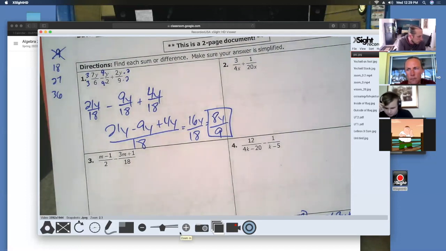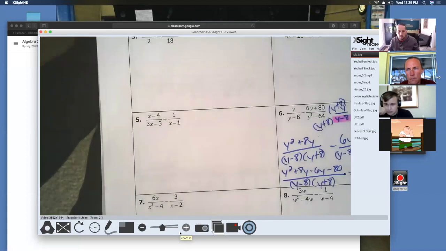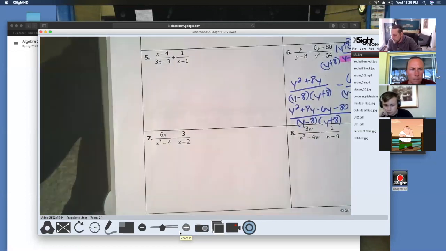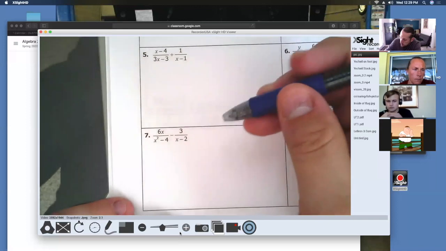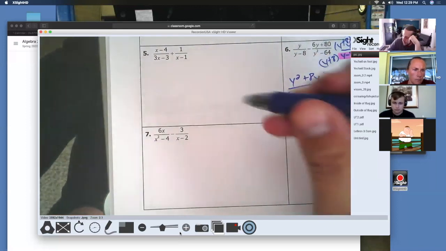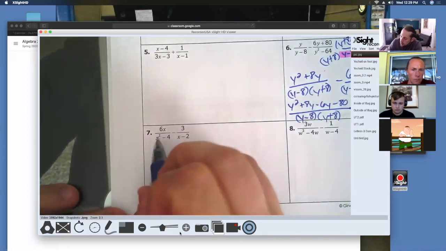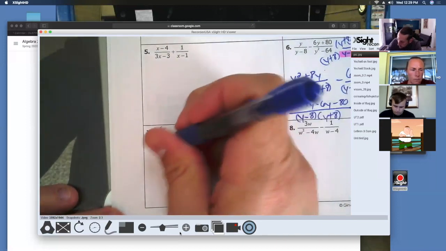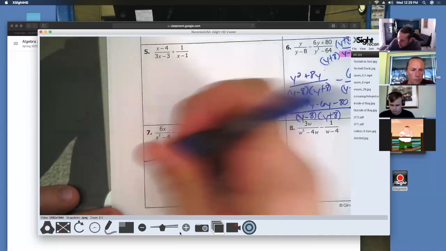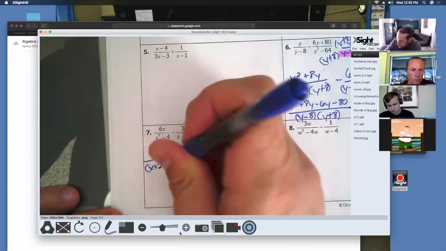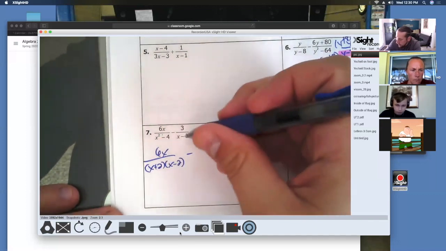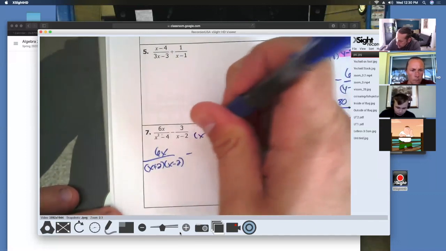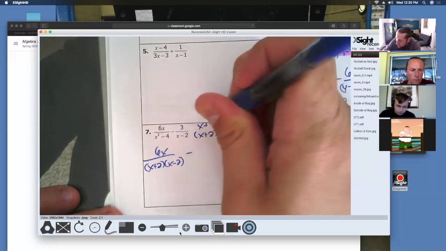So for number 7, I got 9x plus 6 over x minus 2, x plus 2. What I did was I got the 2x minus 4, I turned that into x minus 2 and x plus 2. Okay, so on this first one then, we're going to do the 6x. This is difference of squares, so you got x plus 2, x minus 2. So that shows you over here that I need that x plus 2 still. So I'm going to multiply top and bottom by x plus 2.